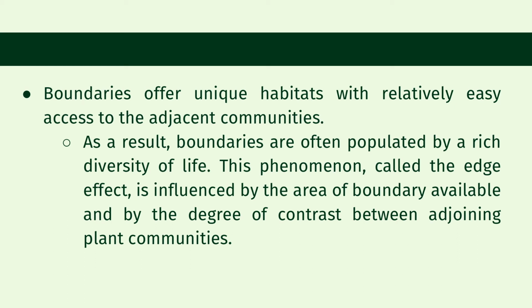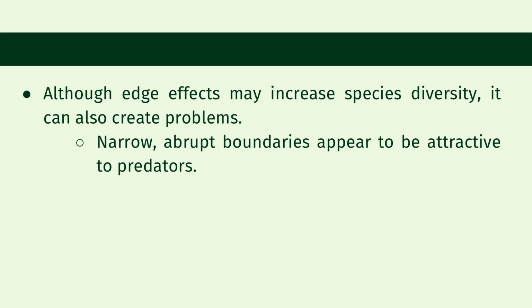This phenomenon, called the edge effect, is influenced by the area of boundary available and by the degree of contrast between adjoining plant communities. In general, the greater the contrast between adjoining patches, the greater the diversity of species. Therefore, a boundary between forest and grassland should support more species than would a boundary between a young and a mature forest. Although edge effects may increase species diversity, it can also create problems.